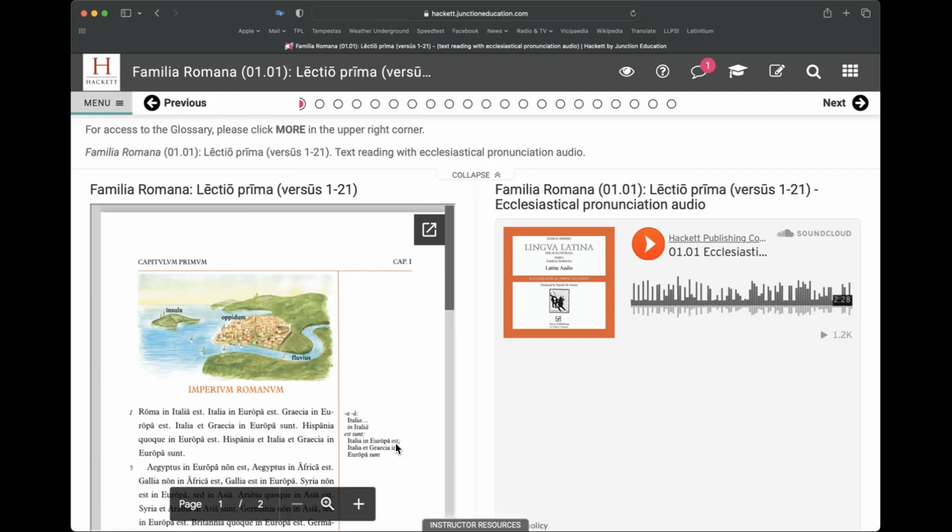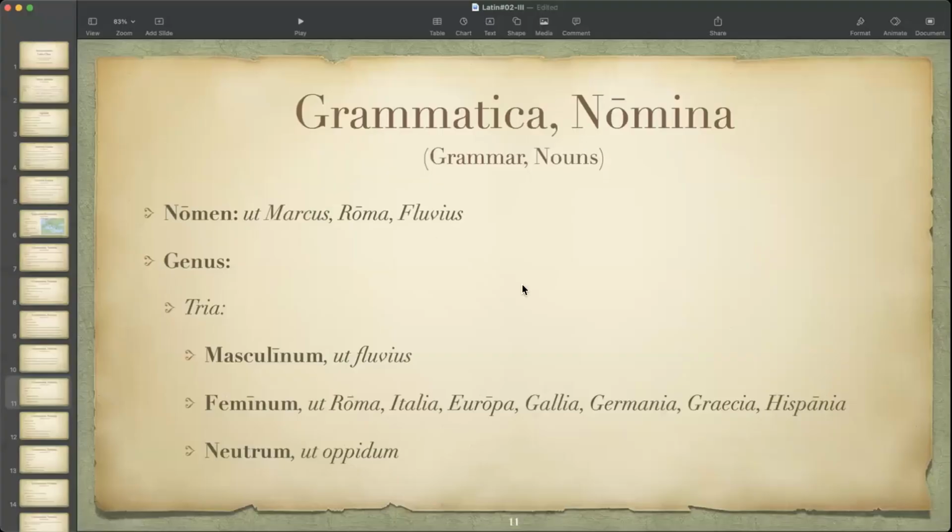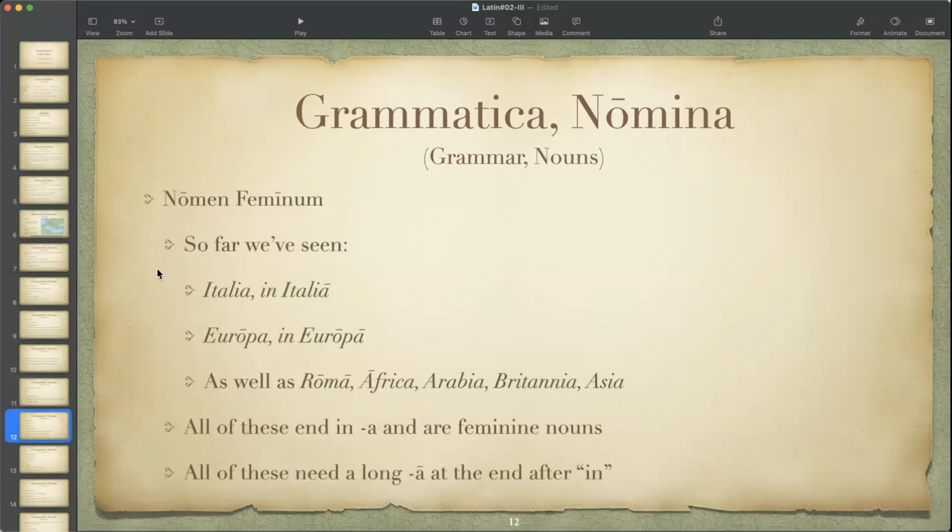Let's see, how do I want to put this? At this stage, it's pretty easy to know which one's which. There are other endings. I'm getting ahead here. There's actually something called five declensions. This is the first, Roma is the first, and Marcus, fluvius, and oppidum is the second. But those are easy, and that's why we're doing them first. But that's getting ahead of the story. I just want to concentrate on what we've seen so far.